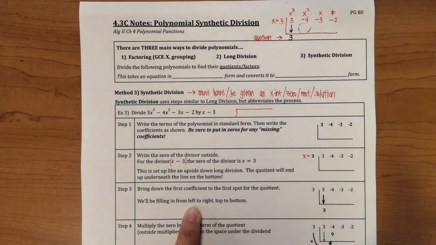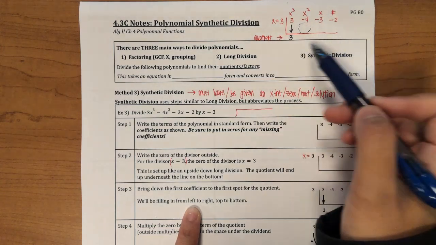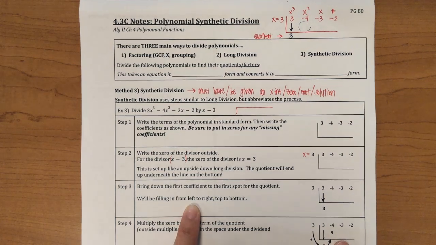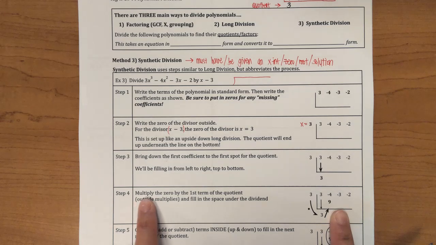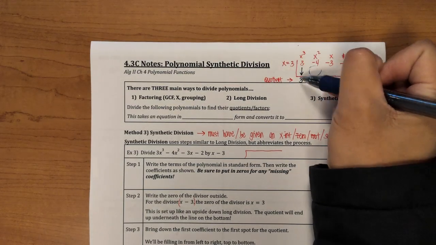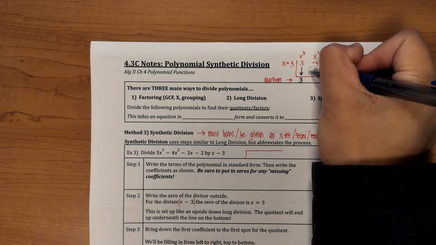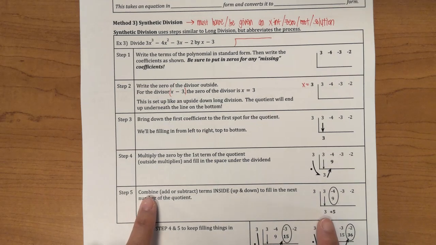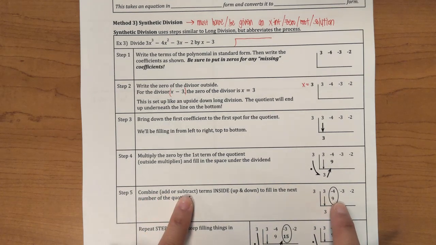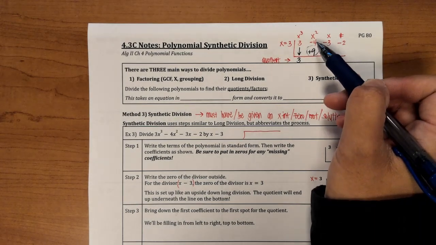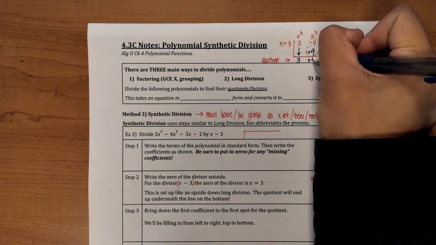Now, it was really hard for me to show you. If I fill this all in, it's hard for you to know what comes next. So if you take a look at the next step in your notes, let's keep reading. We multiply the number outside. So 3 times 3 on the outside, and we fill in the inside. So 3 times 3 is positive 9. Now, just the same as long division, you combine, which is add or subtract, inside. This is like what we did before, but just without the x's to confuse things. So negative 4 plus 9 is positive 5.